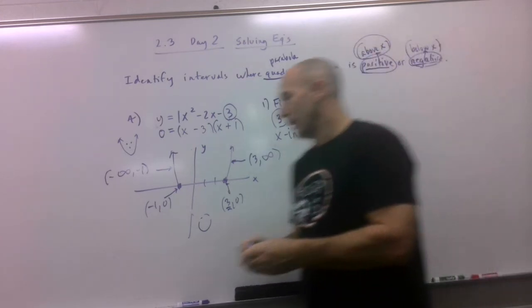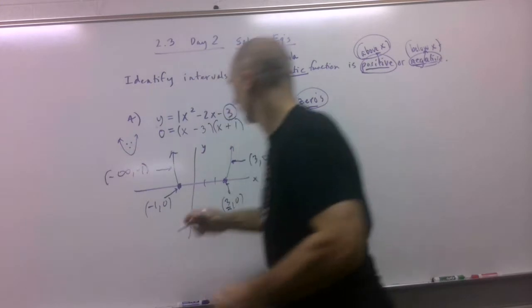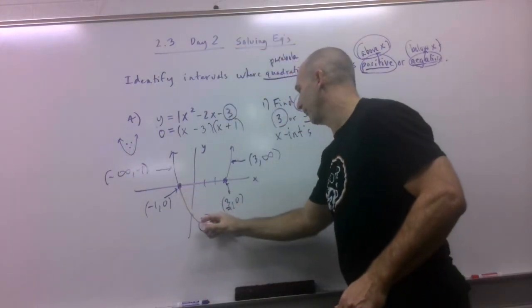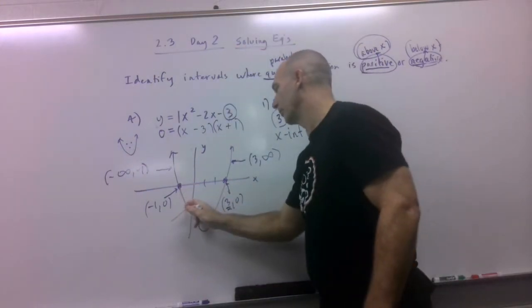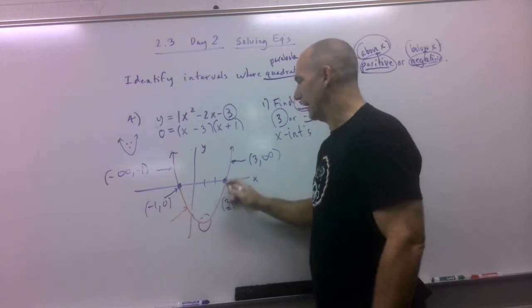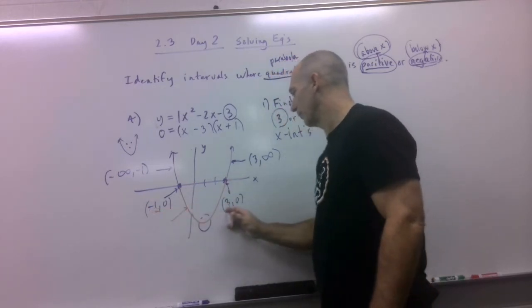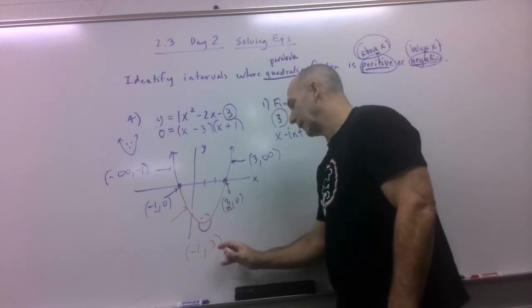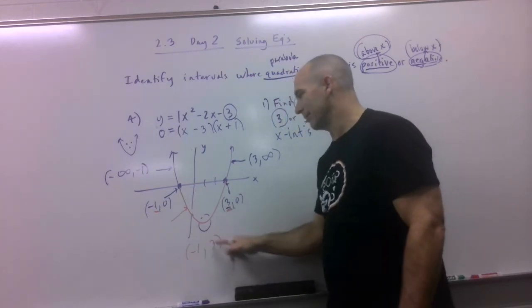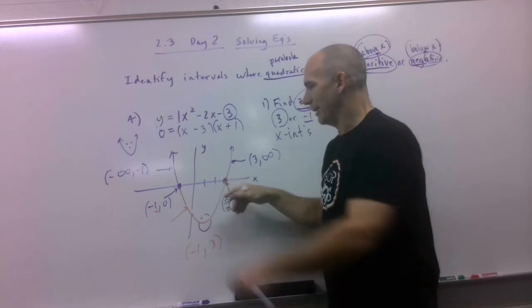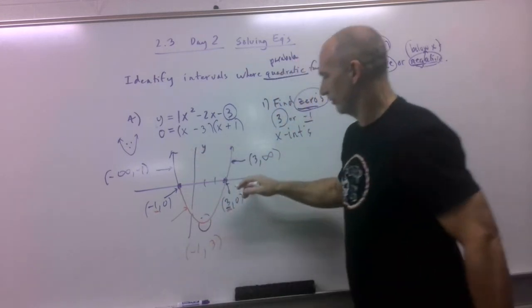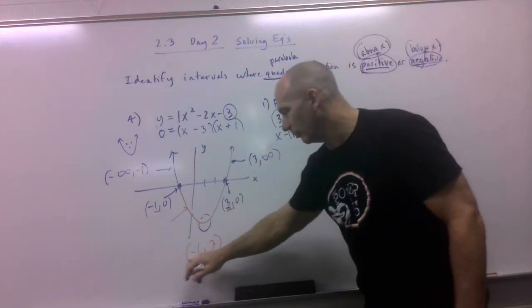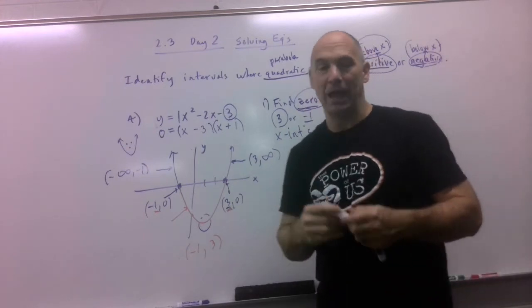Now I'm going to get a different color out. This is the stuff below the x-axis, the red. So where is it negative? From -1 to 3. How do I say that? -1 to 3. Again, why don't I have brackets? Because those dots are not below the x-axis, they're strictly on it. That's why I have to use parentheses, so you have to be careful with that.